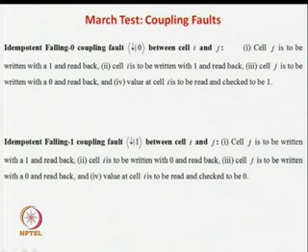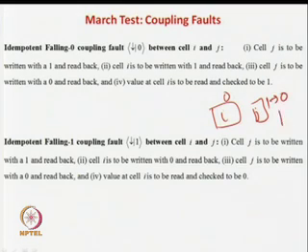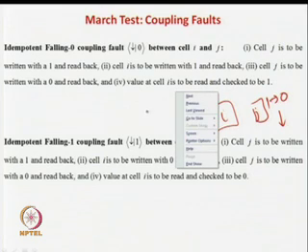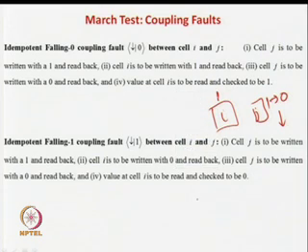Similarly, for the idempotent falling coupling fault and the idempotent falling 1 coupling fault. This is again very simple. This is I, this is j. So these are falling. First you have to write a 1 over here, you have to write a 0 over here and read back, then you have to write a 0 over here, read back. So the fall is done. Again go back and check that it should be a 1. So write a 1 and read back 1, it should be a 1, in this case it is done.